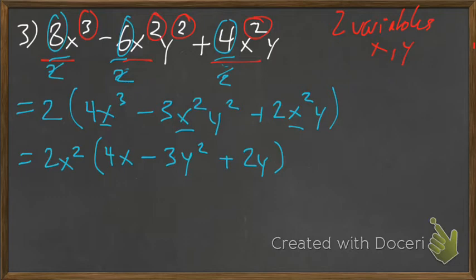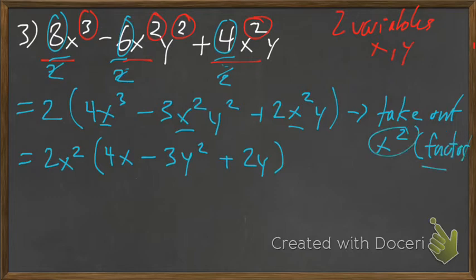So all I did there was take out x squared. Another way of saying that is factor. So I factored out x squared.